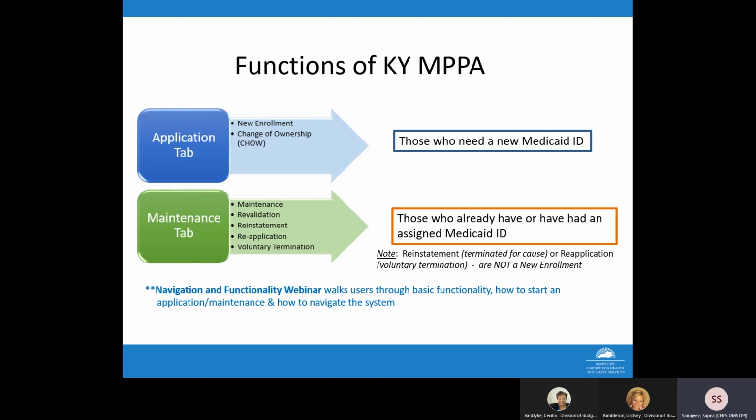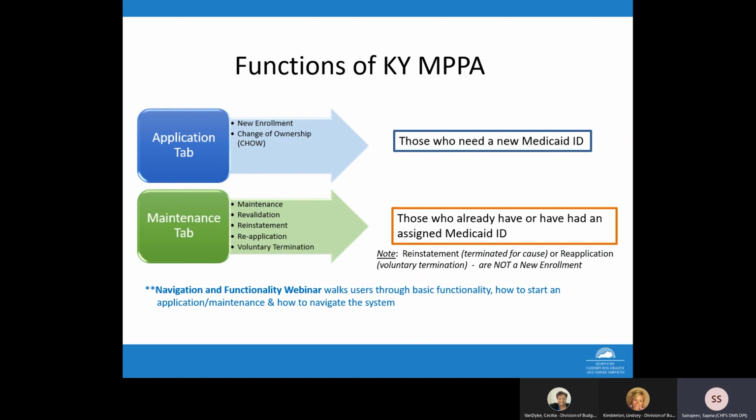This next slide breaks down the functions under each of the tabs that I just spoke about earlier. Under the application tab, you will be able to submit a new enrollment application or do a change of ownership. Under the maintenance tab, there are several functions you could do. The first option would be to do a maintenance. As an example, if a provider wants to update their license or their certification, they would do it through a maintenance function. Then you have the revalidation function. Revalidation, as you know, is done every 5 years.